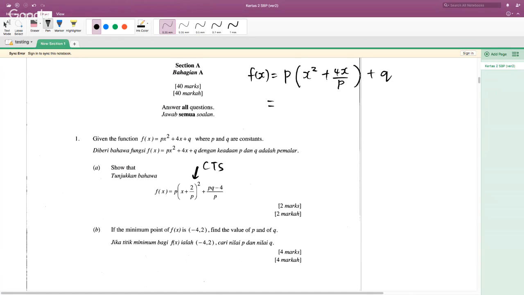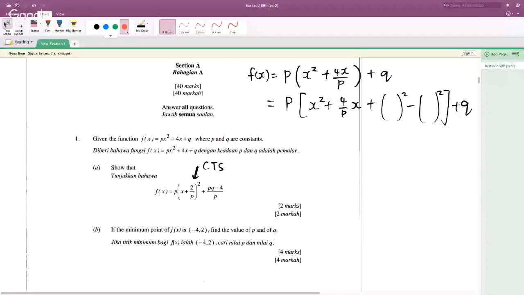Then the next thing is I will copy the first term and the second term, which I call 4 over p x. Then I will plus something squared, minus something squared, and then close bracket plus q. The something here definitely will be b divided by 2.